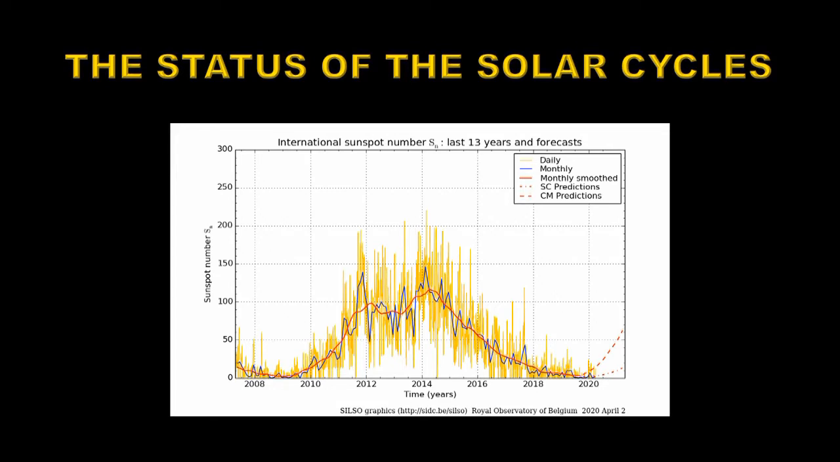So what we're looking for at this time is the handover from one cycle to another: a decrease in the number and strength of the regions that we see associated with solar cycle 24, and an increase in the number and strength of cycle 25 regions as they appear. How can we tell the difference? Well, let's take a look.